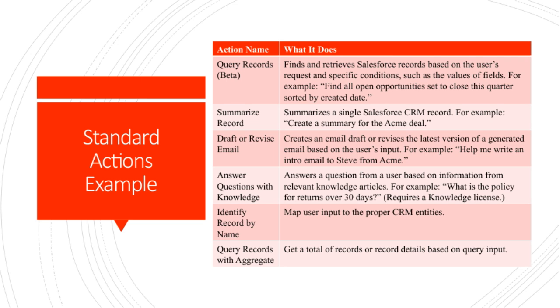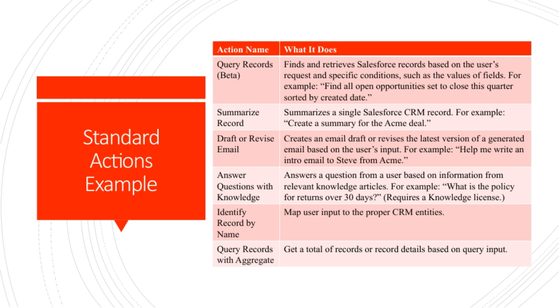For example, if you ask it to help write an introductory email to Steve from Acme, it can generate a professional draft that you can then customize further. The answer questions with knowledge action is also important. It allows you to get answers to specific questions based on relevant knowledge articles. For instance, you might ask, what is the policy for returns over 30 days? Keep in mind, this feature requires a knowledge license, but it can significantly streamline information retrieval.